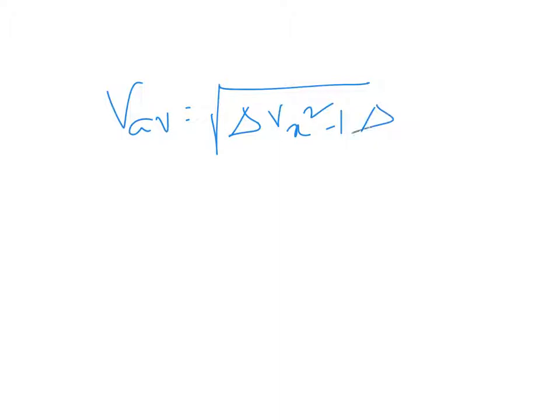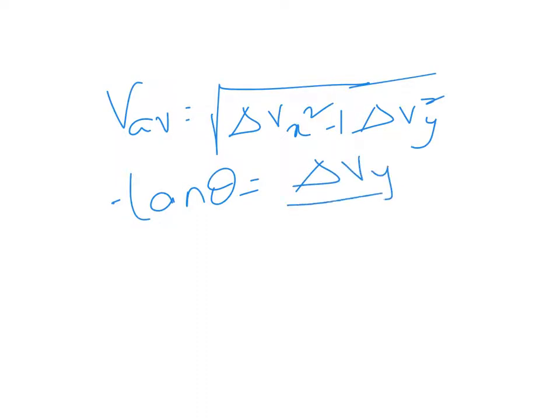Okay, so the average velocity v average can be written as the square root of delta vx squared plus delta vy squared. Okay, so tan theta is given as delta vy by delta vx.